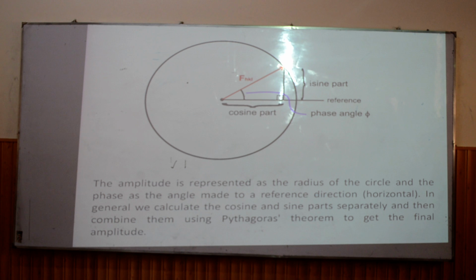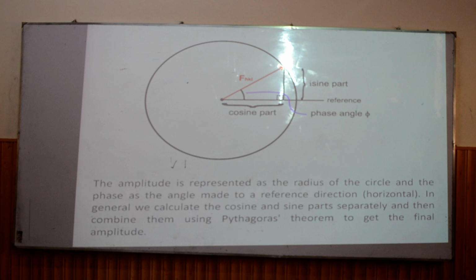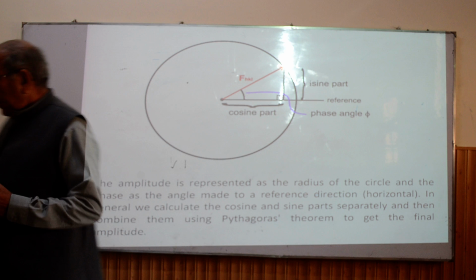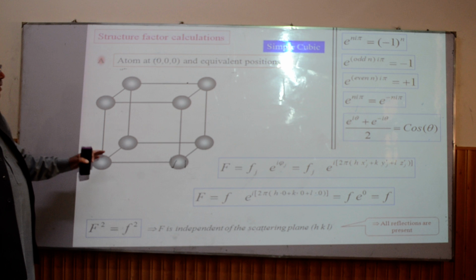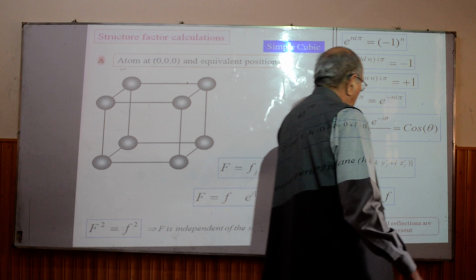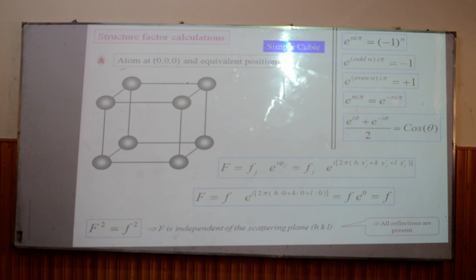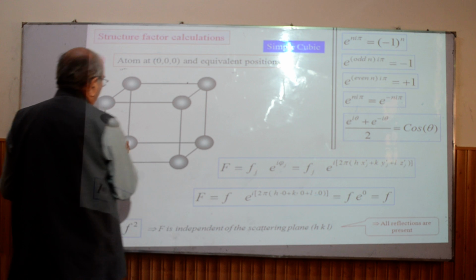In general, we calculate the cosine and the sine part separately and then combine them using Pythagoras theorem to get the final amplitude. Now, what I will do is take different structures. For example, first I am taking this structure, which is a primitive cell having atoms only at the corners. And if I say primitive cell, it means it contains only one atom.